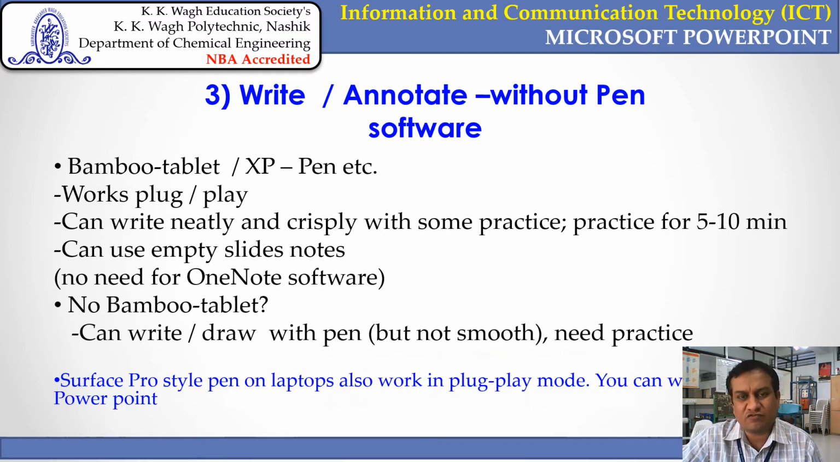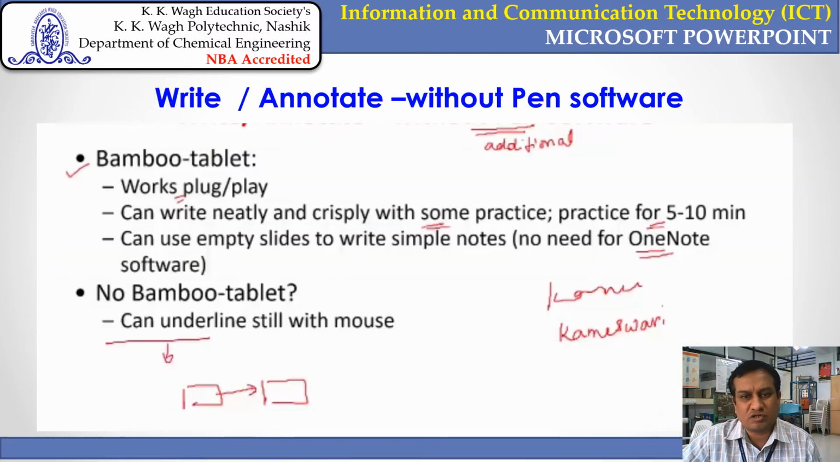So this ranges from 500 rupees to 10,000 rupees, right? And some bamboo tablets or some software based tablets are available where the cost may be up to 30,000. So depending on the affordability, you can choose your option. If you want to write something with the help of the mouse only, then you can use the mouse as a pen or as a highlighter, but you need some practice to write, right? So that depends on your requirement. You can choose options. So these are the different options and some examples.